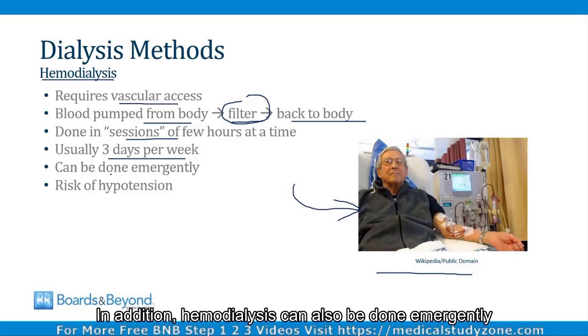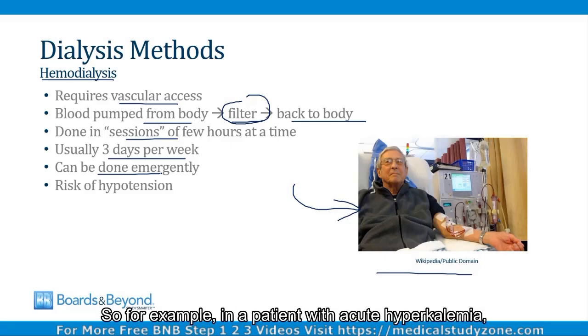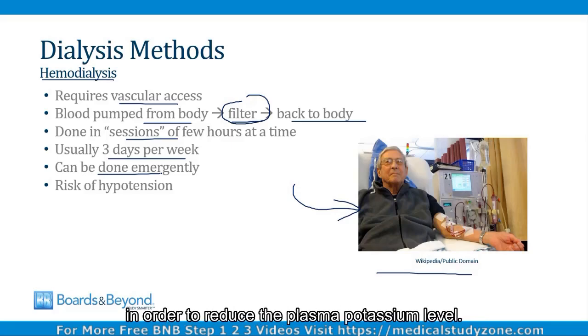In addition, hemodialysis can also be done emergently in special situations. So for example, in a patient with acute hyperkalemia, emergent hemodialysis could be arranged in order to reduce the plasma potassium level.